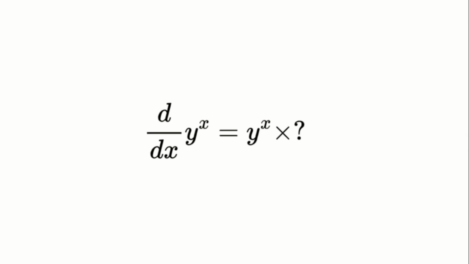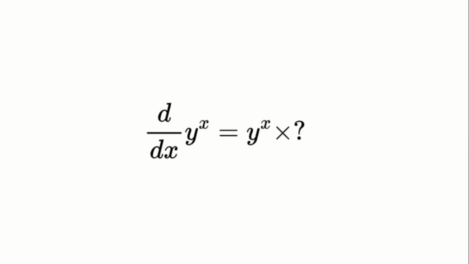Today we're diving into something truly exciting, a brand new way to find the derivative of exponential functions like e to the power of x and y to the power of x. You've probably learned the traditional methods using natural logarithms and the number e, but what if I told you there's another way? A way that uses something called the s function. Stick around because by the end of this video, you'll not only understand this new method but also see why it matters. Let's get started.